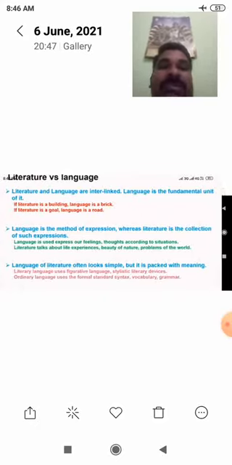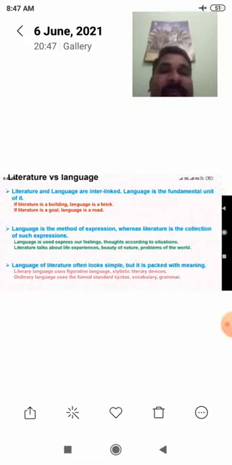Now we are going to see literature versus language. Literature and language are interlinked. Interlinked means we can't separate them. Literature and language always have a unique quality. They are interrelated. Language is the fundamental unit of it. If literature is a building, language is a brick. If literature is a goal, language is a road. That much interlinked quality is there between literature and language.